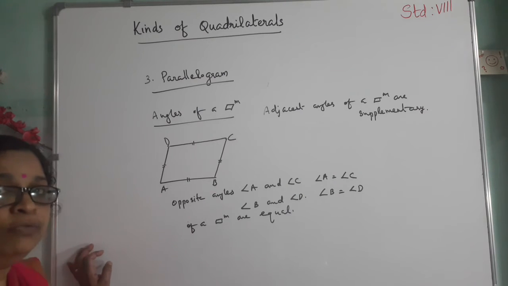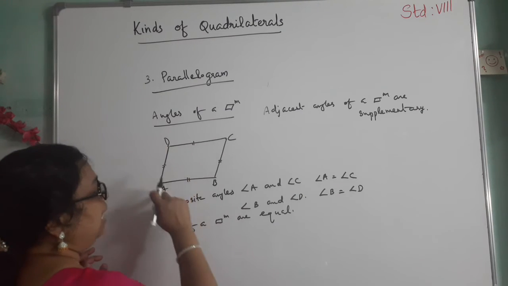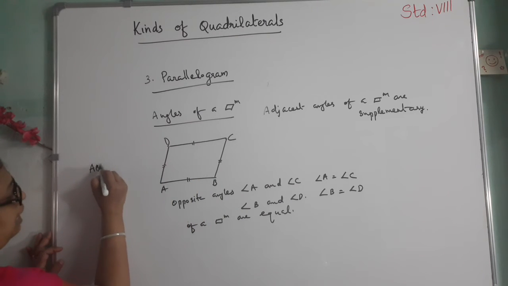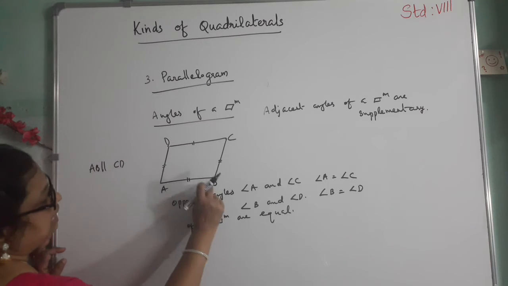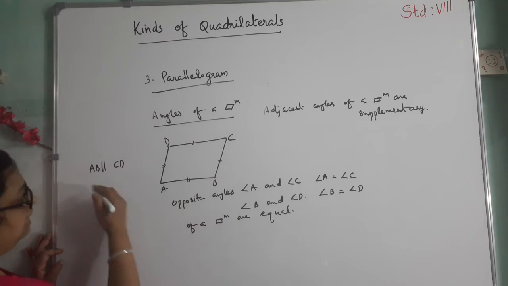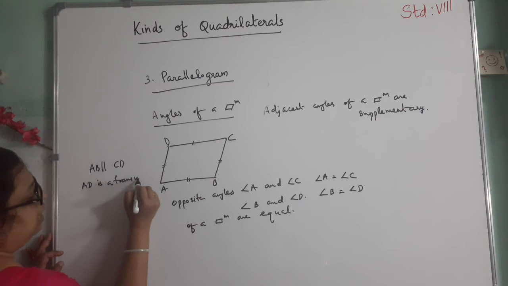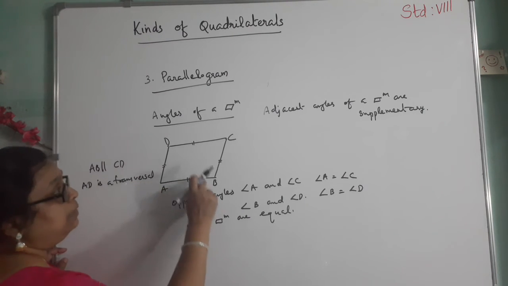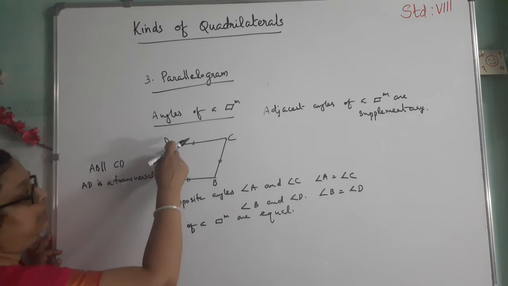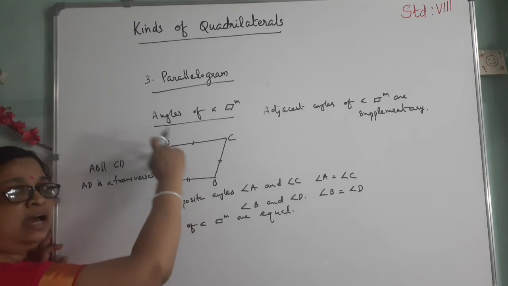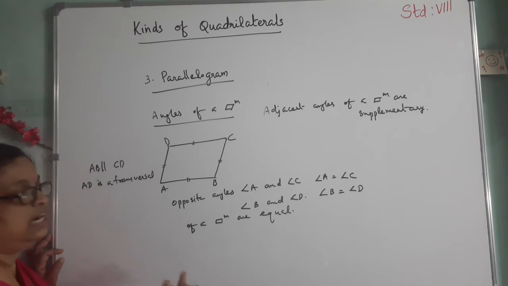Supplementary means the sum of the angles is 180 degrees. So the adjacent angles. We know that AB is parallel to CD, and AD is a transversal. If AB and CD are parallel and AD is the transversal, then angle A and angle D are the angles on the same side of the transversal.